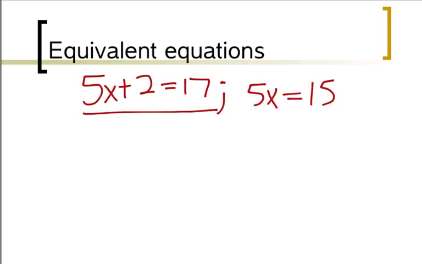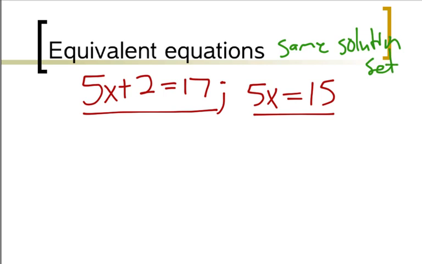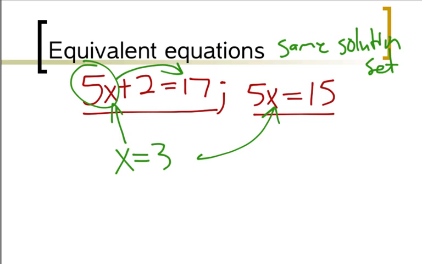So these are two equations, and the question is, are these equivalent equations? Well, in order to have equivalent equations, what we're really asking is, do they have the same solution set? In other words, they both have the same answer for x. The answer for both of these is that x equals 3. If I put 3 in here, that would give me 15 plus 2, which is 17. If I put 3 in over here, I get 5 times 3, which is 15. So both equations check off in that they both have the same solution set. So that means these are equivalent equations.